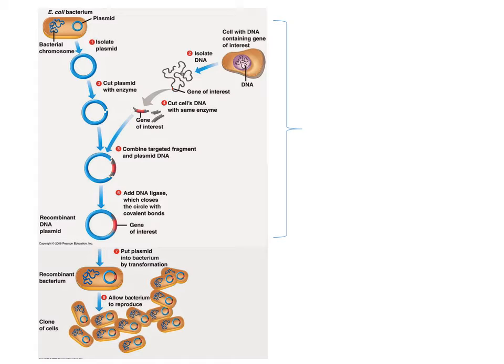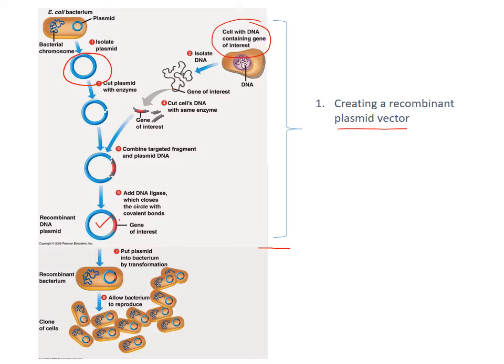We break it into kind of three main sections. So this top section up to here is the steps of creating a recombinant plasmid vector. Okay, that is step one, where we end up with this plasmid here. We've put the gene of interest into a plasmid, and now we have a recombinant plasmid that has that gene in it. Okay. Step two, which is this section here, is bacterial transformation, which is basically putting this plasmid into bacteria.